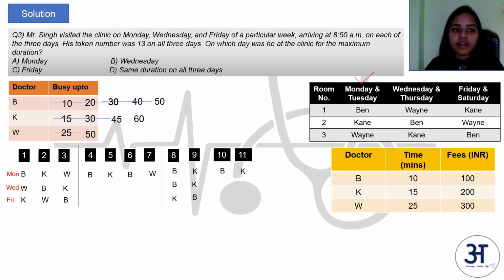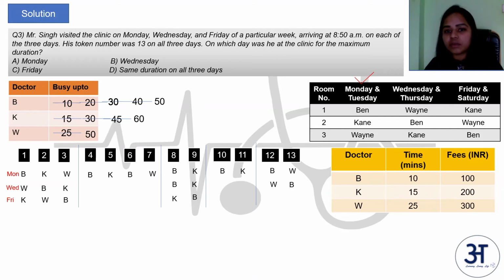So now again at 50th minute, Dr. B and Dr. W both are free. So now again the order in which the patients go depends upon the order of the room numbers. So patient 12 and 13 would go to B and W respectively on a Monday because B occupies a smaller room number, that is 1, as compared to W, which occupies room number 3 on a Monday. On Wednesday, it is W and B because W is occupying room number 1 and B is occupying room number 2.